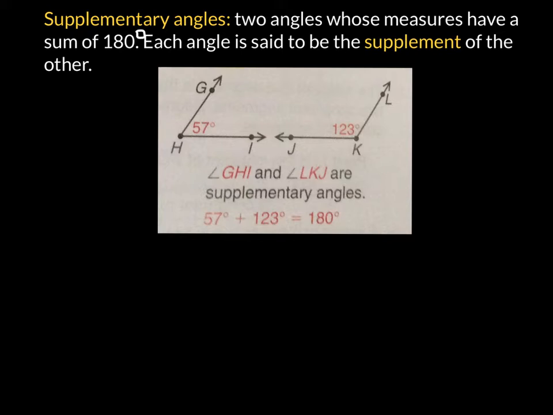Here we have the examples of supplementary angles. We have angle GHI, and that's 57 degrees. Then we have angle LKJ, that's 123 degrees. So when those are added together, we get 180 degrees, so those are supplementary angles.